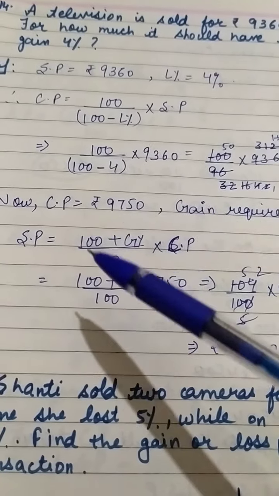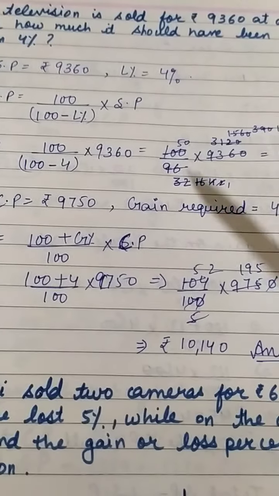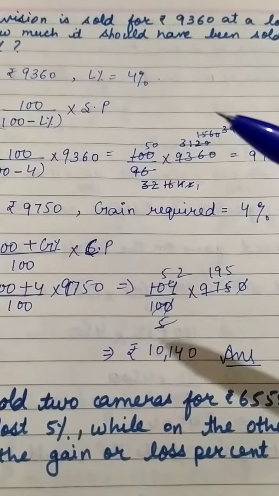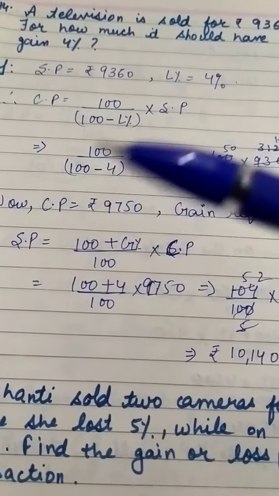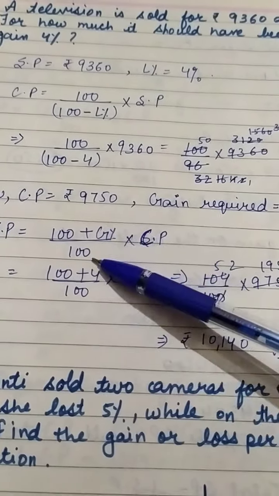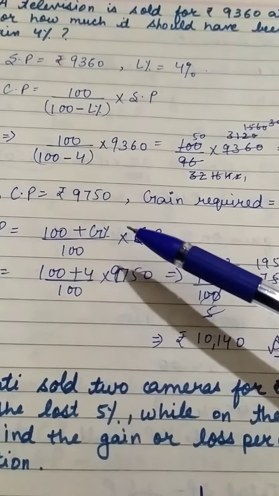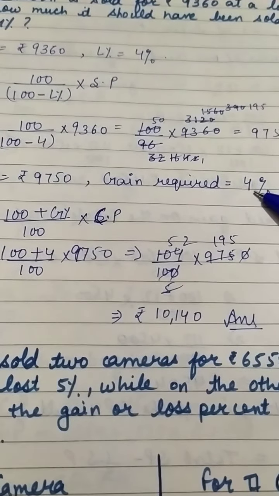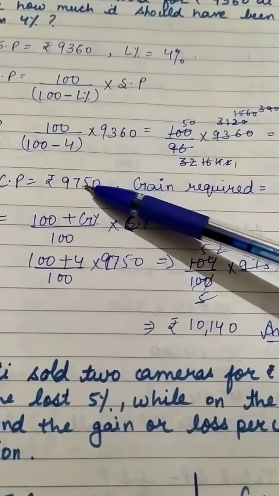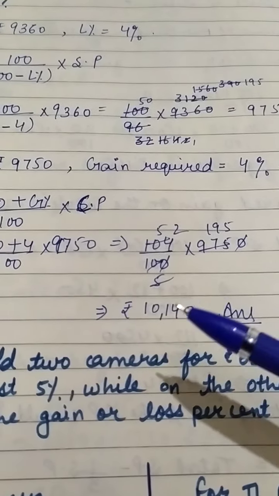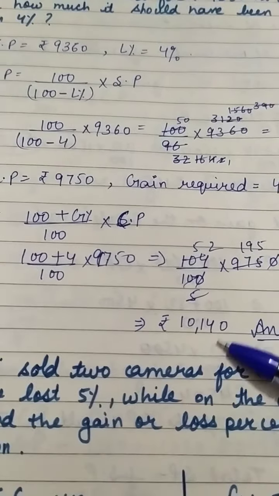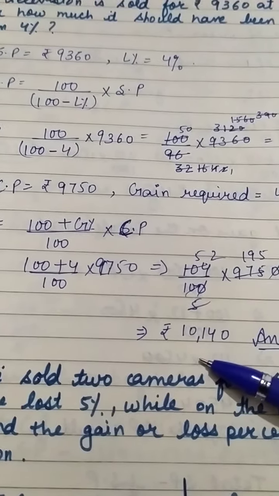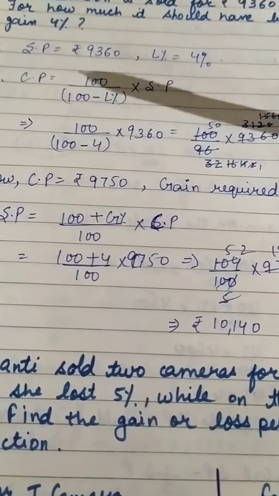Okay, now we have the cost price also, and the gain required, this much gain we are requiring. So we have 4% gain. So the selling price then will be, again applying the formula, 100 plus gain percent upon 100 into cost price, that is 100 plus 4 upon 100 into this cost price. So we have 10,140 rupees as the new SP, meaning he has to sell it for this much so that he can gain 4%.